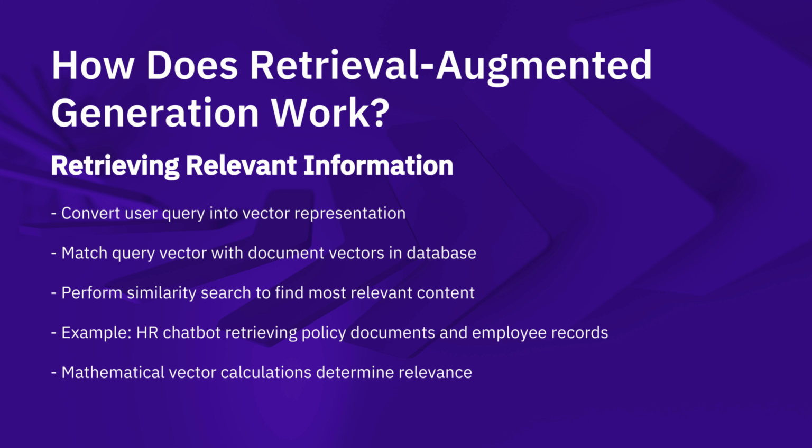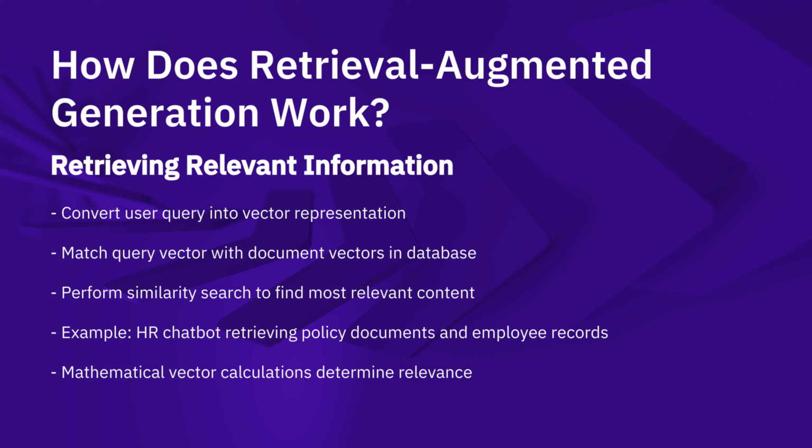When a user submits a query, the RAG system needs to find the most relevant information from its knowledge base. This happens through a process called relevancy search or similarity search. First, the system converts the user query into a vector representation using the same embedding model used for the knowledge base. Then, it performs mathematical calculations to identify which documents in the vector database are most similar to the query vector. Let's consider a concrete example.